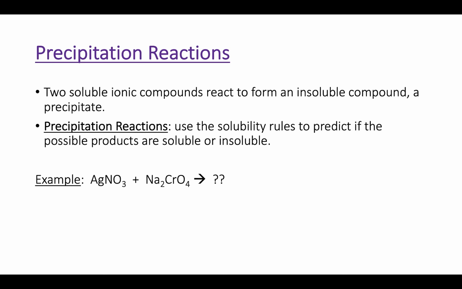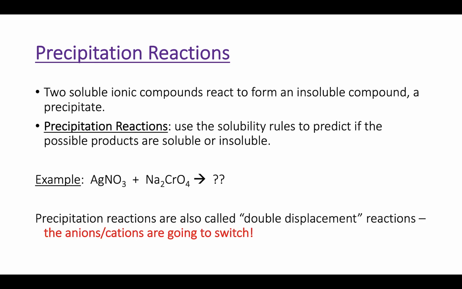If we have silver nitrate plus sodium chromate, the question is, first, what are the products that are going to be formed? We want to be able to predict the products. The way we do that is by switching the anions and the cations. So the possible product would be the sodium switching with the silver to potentially give us sodium nitrate, and the silver would jump over to the chromate and potentially give us silver chromate.